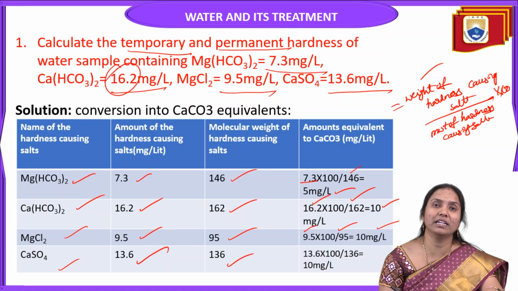The last one is calcium sulfate. The weight of calcium sulfate is 13.6 and the molecular weight of calcium sulfate is 136. So 13.6 by 136 into 100 is equal to 10 milligram per liter. So this is the first step. All the hardness causing salts present in water are converted into CaCO3 equivalent terms.